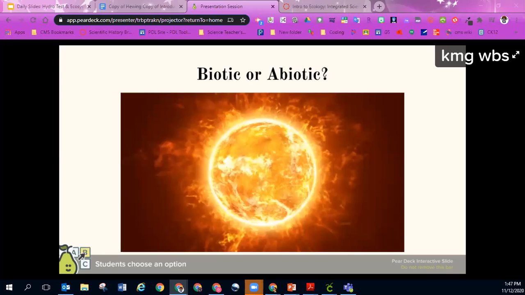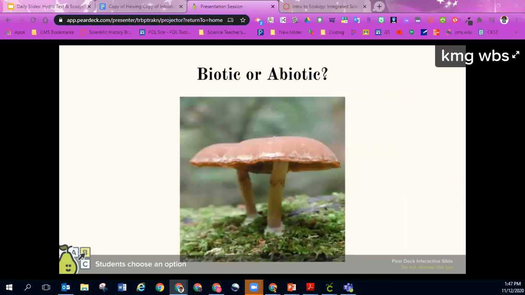What do we think it is? Biotic or abiotic? Good job. Most of us are correct again. It is abiotic. And this one, what do we think it is? Good job. We all got that one right.